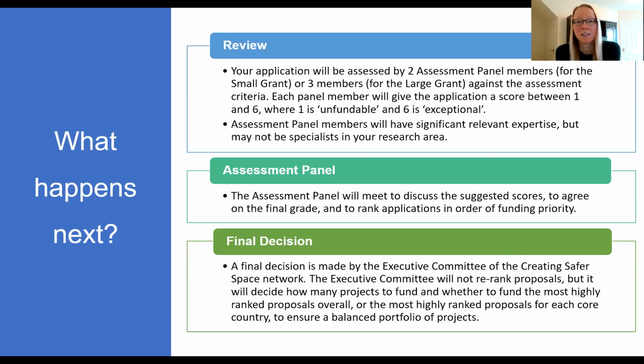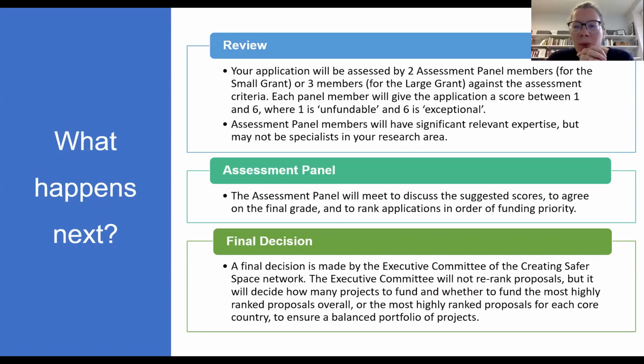So it might happen that for a small grant, the 2 assessment panel members who have reviewed the proposal come up with the same score. Then it's easy. There's very little to discuss. Both think the proposal is exceptional, then it will probably get a 6 for exceptional. But it might also sometimes happen that one panel member is not convinced and gives it perhaps a 3, and the other one thinks it has much more merit and gives it a 5. In that case, both panel members will give their reasons for scoring it one way or the other, and the whole panel will be able to discuss the proposal and agree on a final grade.